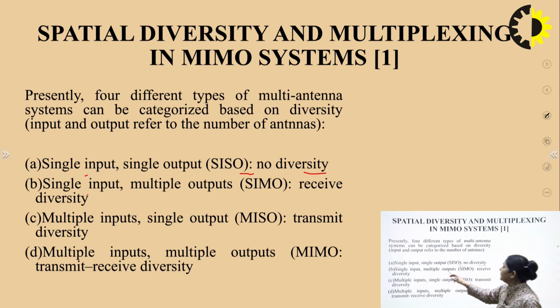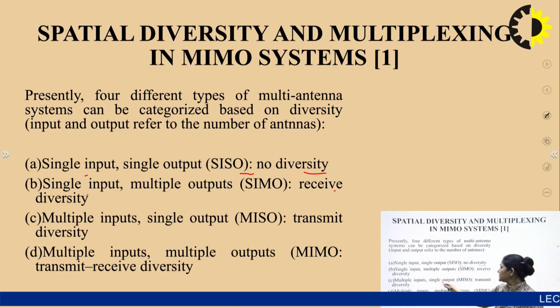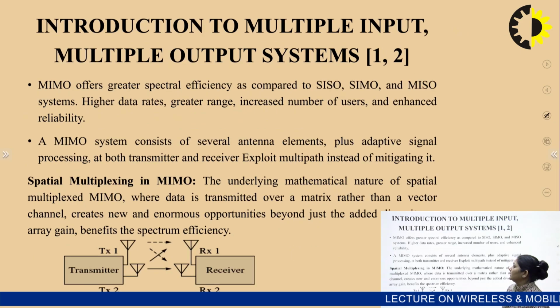Single input, multiple output, that is receiver diversity, because input is one and multiple outputs are there, so the diversity will be at the receiver end. Multiple input, single output, MISO systems. Multiple input, multiple output, that is MIMO, transmit and receive diversity. Multiple input, single output, transmit diversity. So wherever there will be multiple signals, diversity will be at that particular end.